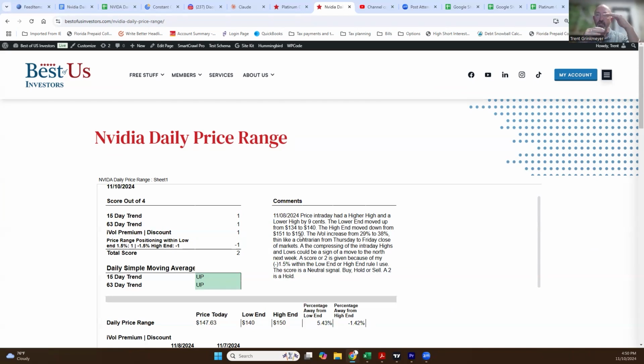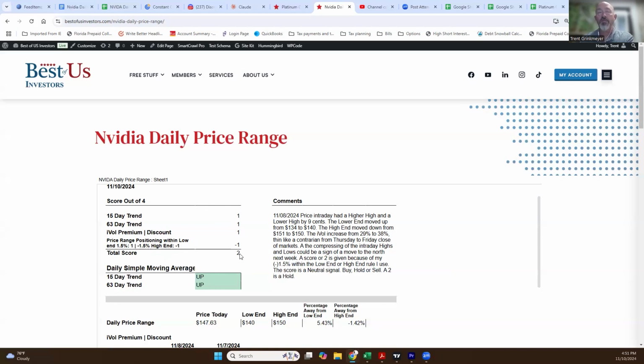So now we're seeing a compression starting to happen in the range of intraday trading between the low end and the high end. The I-vol premium went up from 29 to 38%, and from a contrarian standpoint, that is actually a bullish sign. So what we're seeing, and I comment here, is a compression. But because we're within 1.5% of the high end, it got a negative score, which gives us a total score of 2, which is a neutral position.